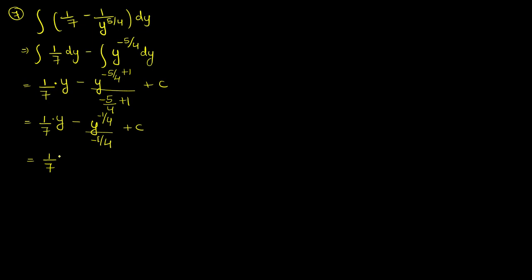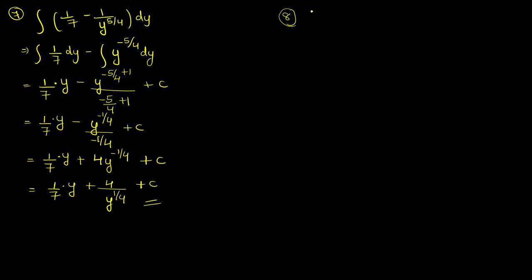So 1 over 7 y, and here minus of minus becomes plus, and since 4 is the denominator it becomes the numerator, and y gets multiplied. So 1 can be neglected in the denominator, so plus c will be your answer. And suppose you do not want the minus sign in the power, we can write it as 1 over 7 times y plus 4 divided by y power 1 over 4, where the power changes to positive, plus c.